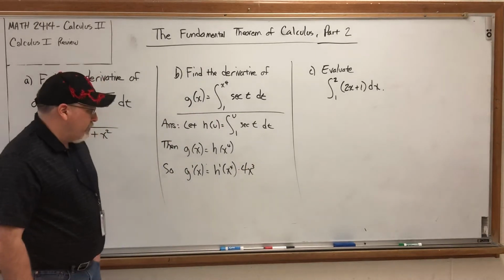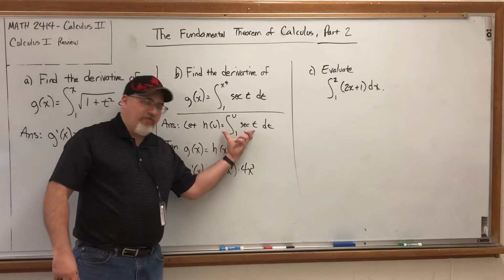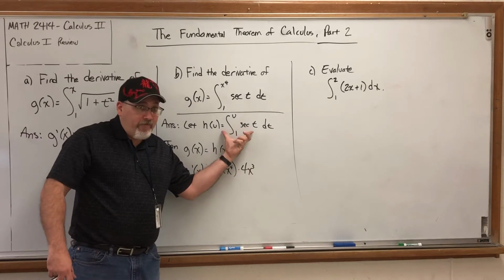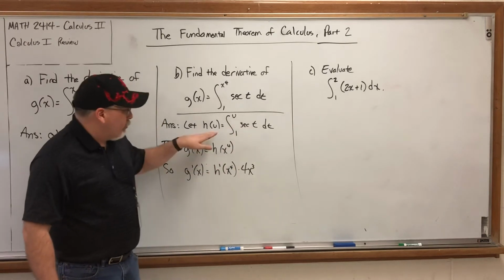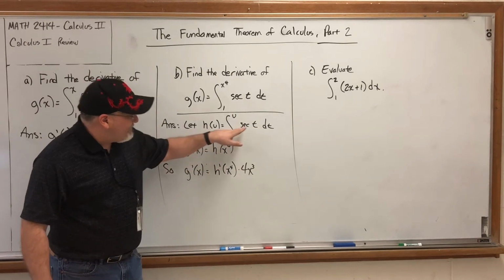But how do we do the derivative of the outside? In other words, how do we do the derivative of this? Well, the derivative of this is exactly what the fundamental theorem of calculus gives us. The derivative of this would be secant of u.